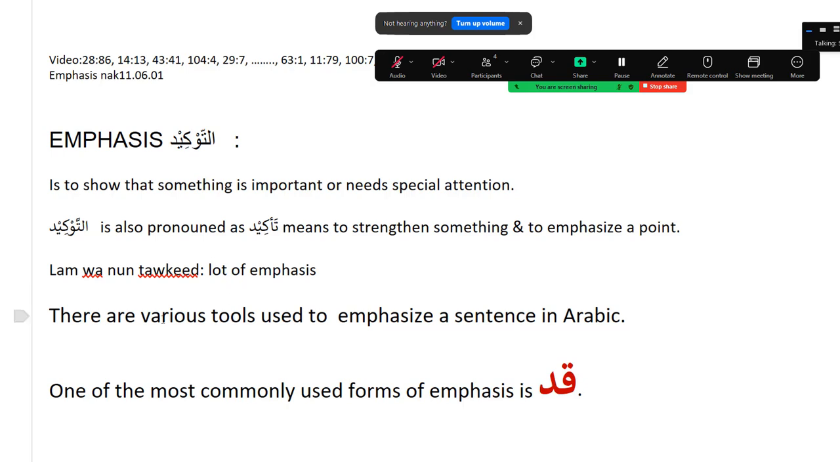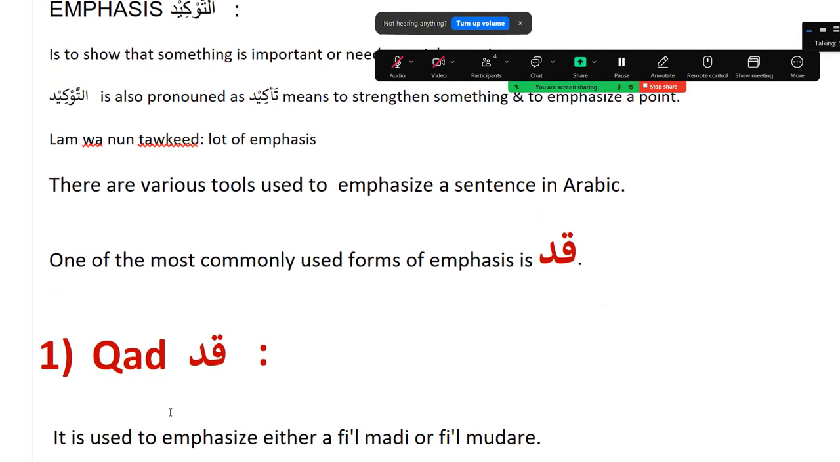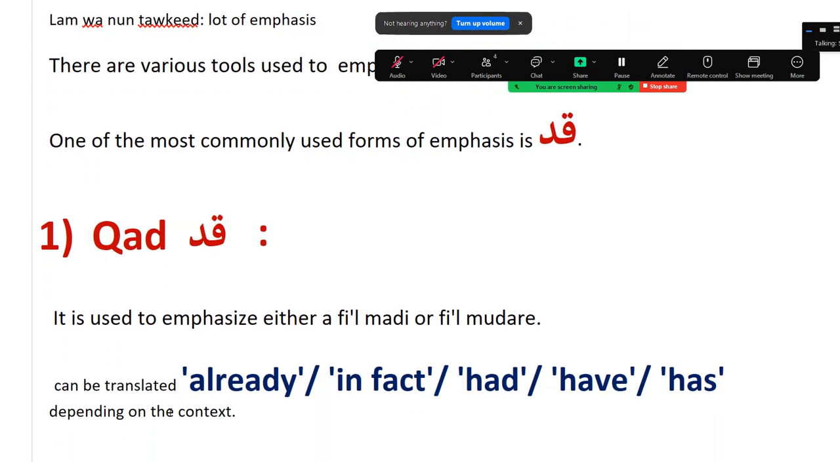And there are various tools which are used to emphasize a sentence in Arabic. One of the most commonly used forms of emphasis is qad, which we have already learned in our previous lessons, right? Qad is used to emphasize either a fi'l madi or a fi'l mudari. And this can be translated as already, in fact, had, have, or has, depending on the context.